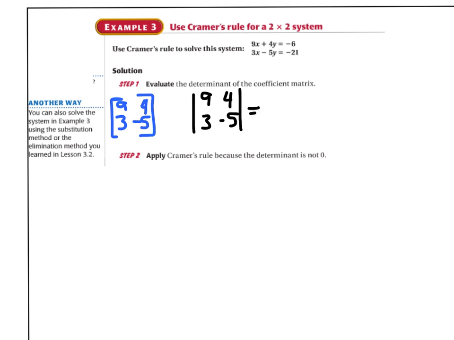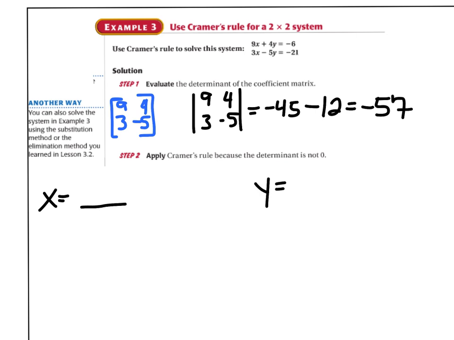So remember, the determinant means you multiply these numbers together, the diagonals, and you subtract their products. So you're going to take 9 times a negative 5, and you come up with negative 45, minus the product of the other diagonal, which is 3 times 4, and that is 12. Put that together, and you will get a negative 57. So you've already found the bottom number of your fraction for Cramer's rule. And I'm going to set these up, and you know it's x equals and y equals, and the determinant of A goes on the bottom. Alright, well, let's start with x.